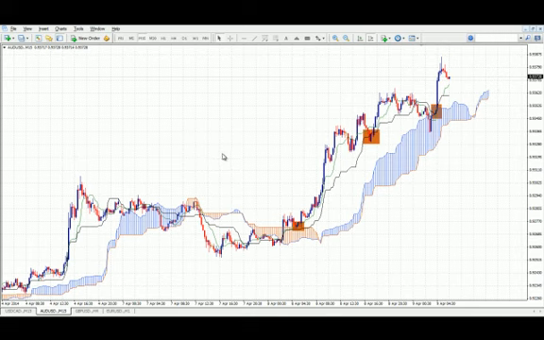So there's a lot of things that you can do with the Ichimoku Cloud, and as you can see, even though it seems very complicated, the indicator is pretty much straightforward and the signals are very simple.